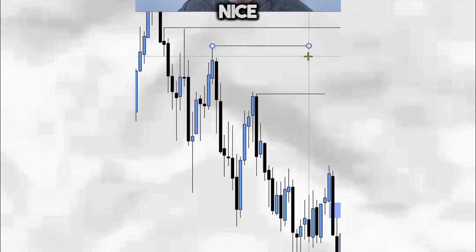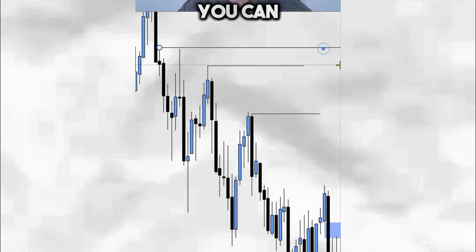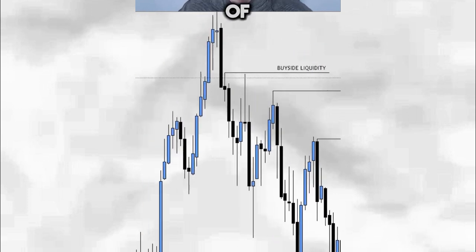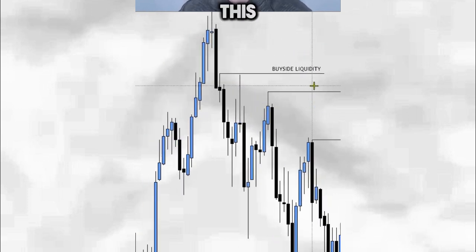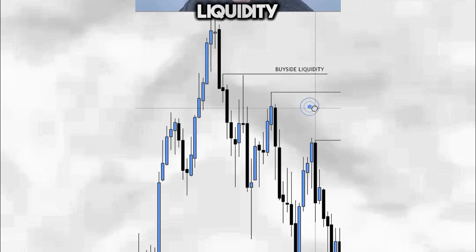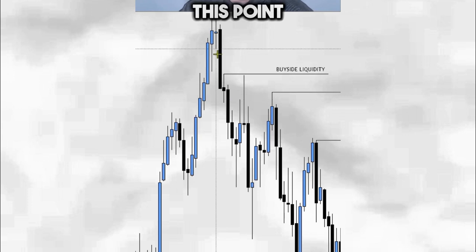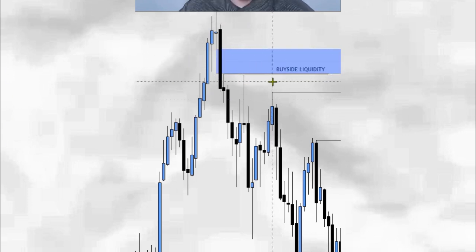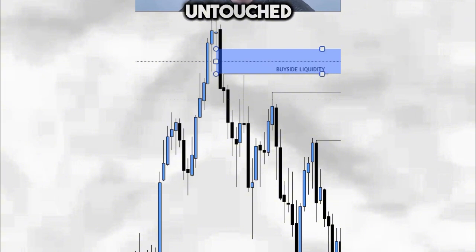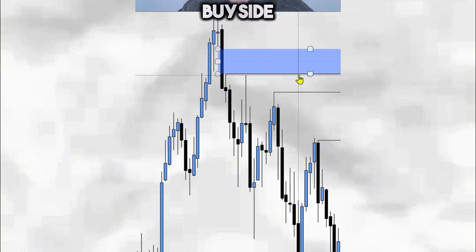Now these are all nice strong points of liquidity, but as you can see, we also have this point of liquidity right here. Now what makes this point of liquidity stand out more than any of these other points of liquidity is that we have a bearish fair value gap resting above it. So not only do we have this bearish fair value gap and this buy side liquidity, we have an untouched bearish fair value gap. This buy side liquidity combined with the bearish fair value gap that has not been touched is an extremely strong draw on liquidity.